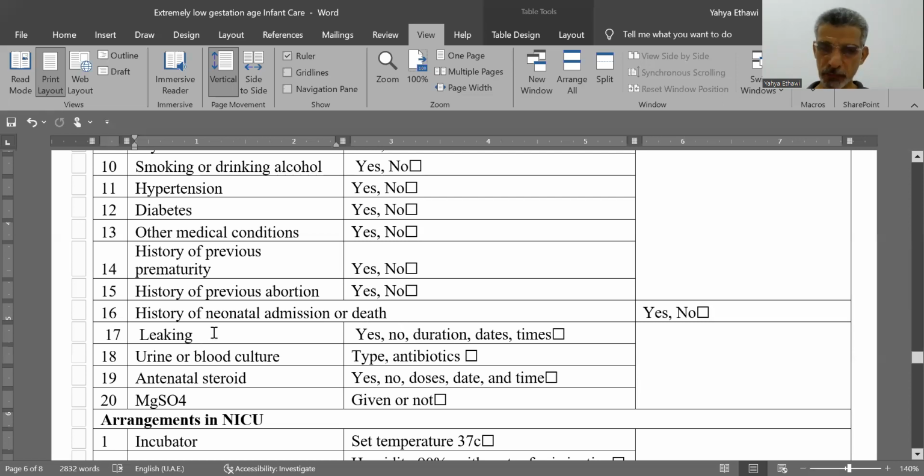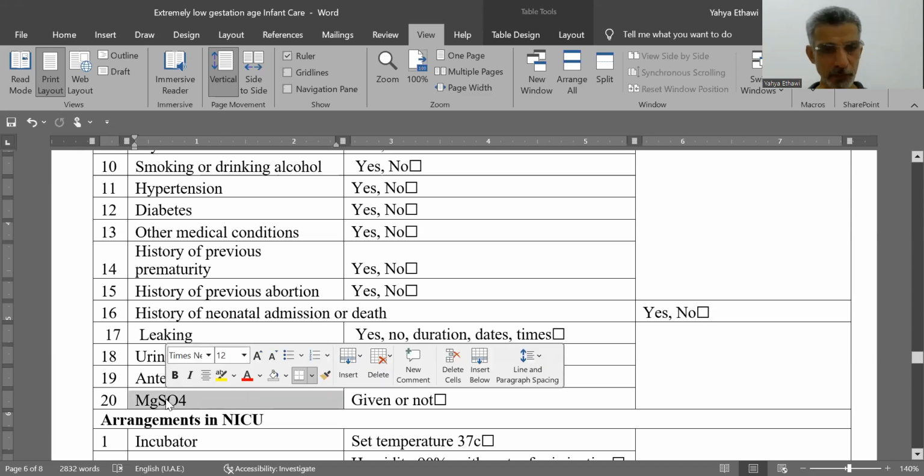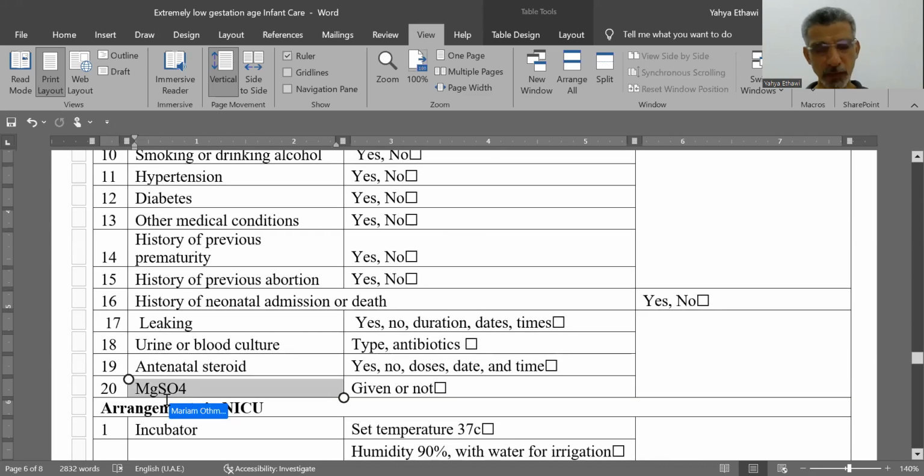Is the mother leaking? So is the membrane ruptured? And if it's yes, what is the duration, date, and time? Did she have any urine culture or blood culture? If she's on antibiotics, which antibiotics? Did she receive antenatal steroid? Antenatal steroid is very important for the outcome of your baby. Did she receive magnesium sulfate? Very important for the brain of the baby, if the mother received it. So these are the checklist.